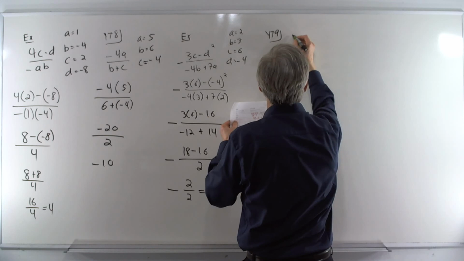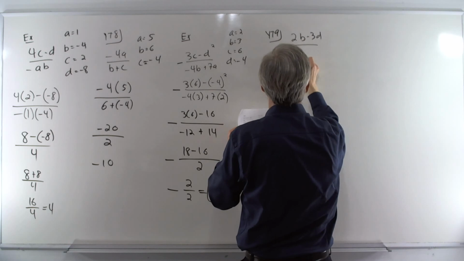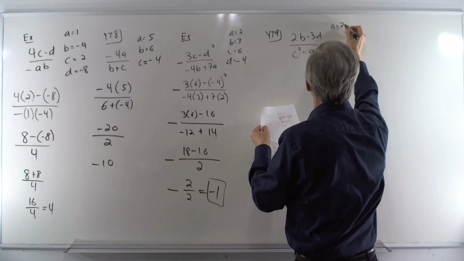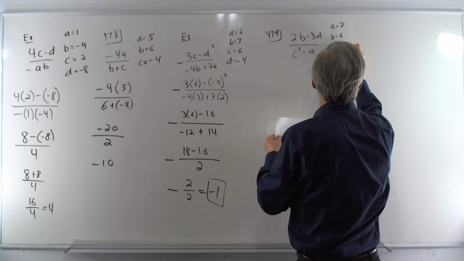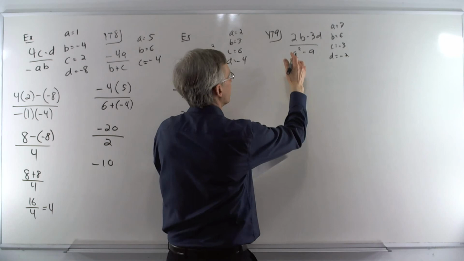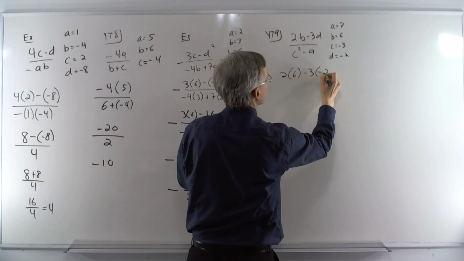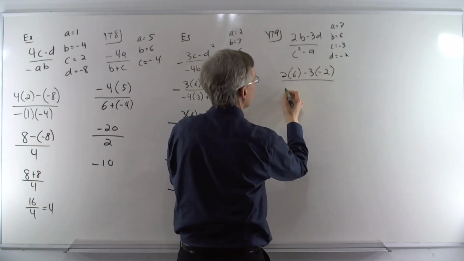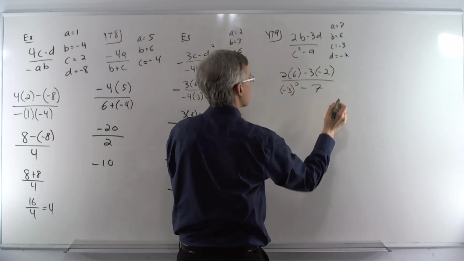2b minus 3b all over c squared minus a, when a equals 7, b equals 6, c is negative 3, and d is negative 2. So let's plug these in. 2 times b, which is 6, minus 3 times d, which is negative 2. All right, over c is negative 3, so negative 3 in parentheses, squared, minus a, which is 7.